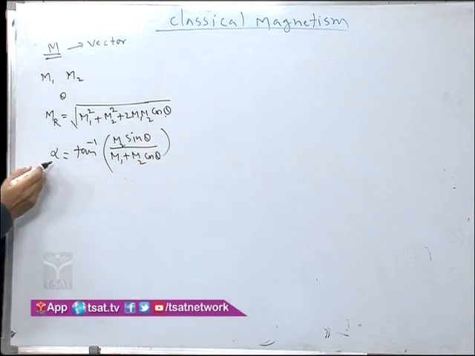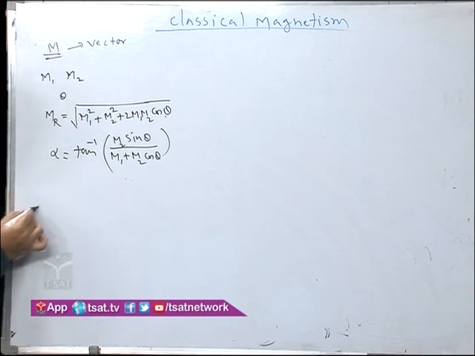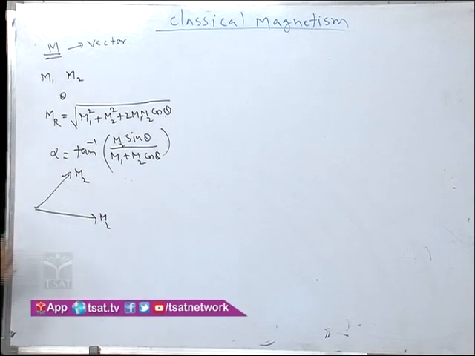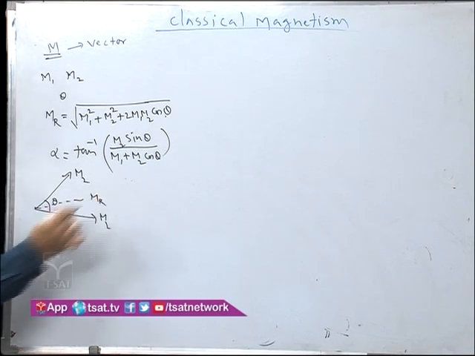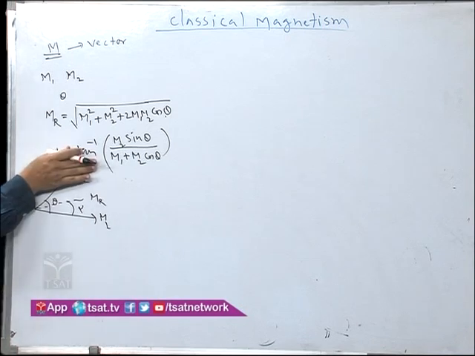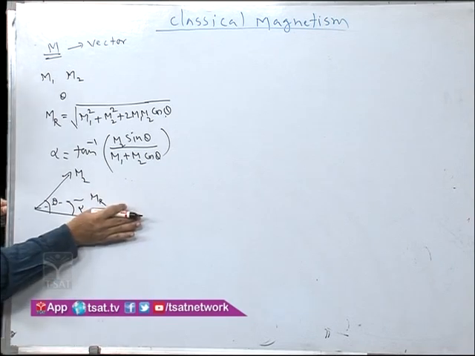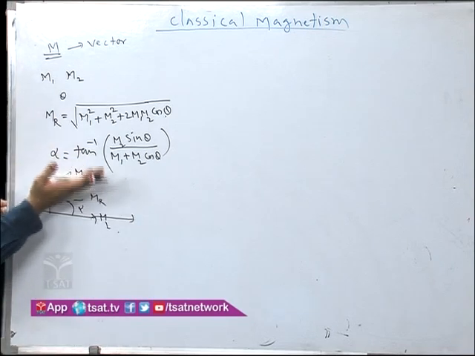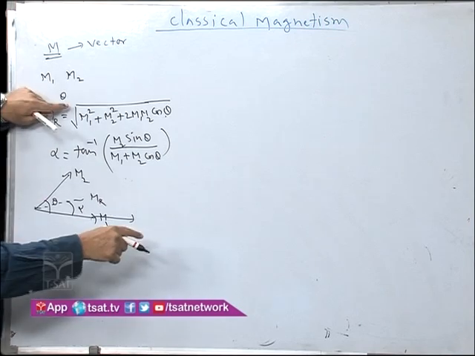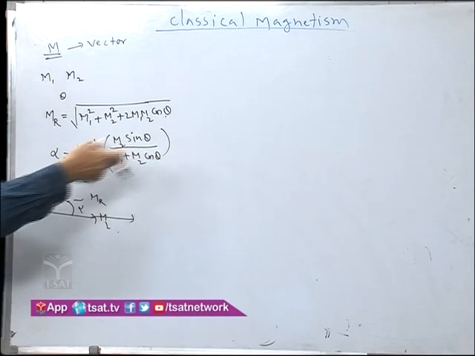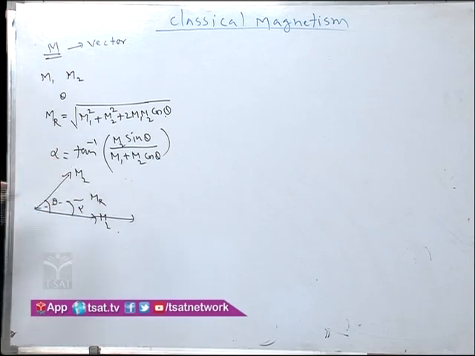Here alpha represents the angle of the resultant magnetic moment with m1. See the diagram: m2 and m1, two magnets. The angle between these two vectors is theta. The resultant magnetic moment is mr, and alpha is the angle with m1. If m2 is absent, the resultant is in the direction of m1. If m1 is absent, the resultant is in the direction of m2. If these two are equal, the resultant bisects, which means alpha is equal to theta by 2.